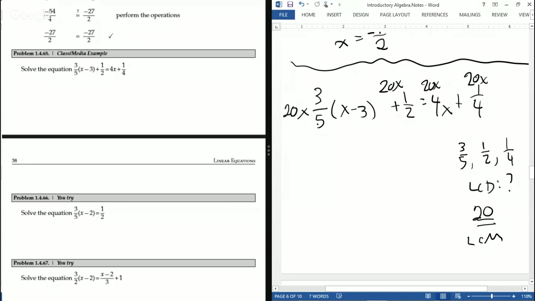20 divided by 5 is 4. Let me say that one more time. 20 divided by 5 is 4. And then 4 times 3 is 12. So I got 12 for that.